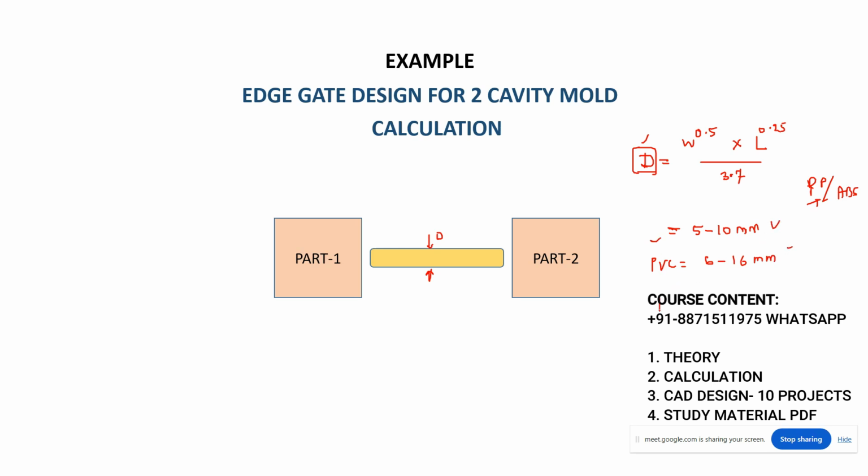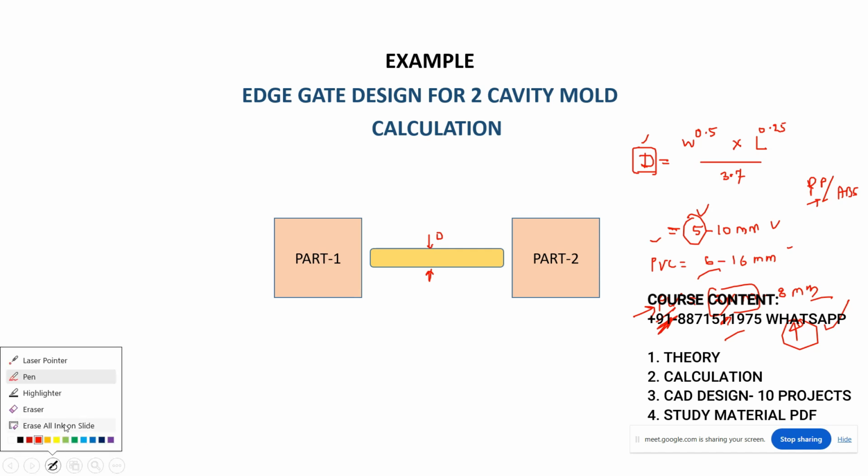Tell me, for the PU, polyurethane, how much? 2 mm to 8 mm. It is a less viscous material, so we can take that, but 2 mm is difficult to manufacture by the VMC or CNC machine. That's why we have to take a minimum of 5 mm or 4 mm.